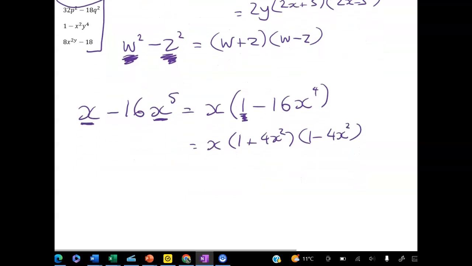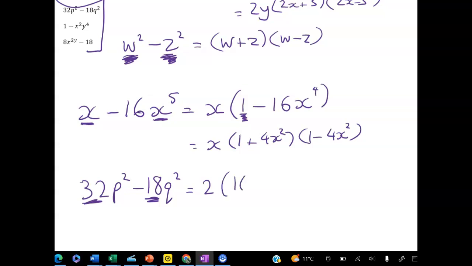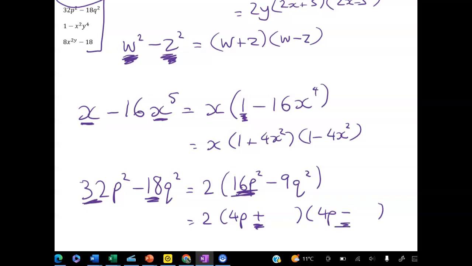That's that one done. Right, next up, 32p squared minus 18q squared. First, check out the numbers. Have I got a common factor? Yes, I have. 2. Right, so 2 times 16p squared minus 9q squared gives me 2 times 4p something something, 4p something something, so that's that term. Difference of two squares, so we're going to have a plus here and a minus here, and this will have 3q times 3q.